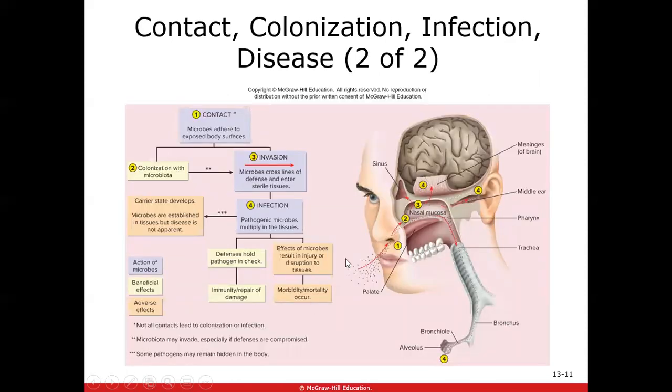And here we talk about how a microorganism can get exposed to and infect the body. So you have contact, then you have colonization. It starts to grow once it gets in. Then invasion: it crosses lines of defense and enters sterile tissues. Then you have infection. That's where the microorganism multiplies in the tissue. So you can either have a carrier state where you don't have any signs or symptoms of disease, it's not apparent, but you're still infected, which means that you can actually spread to others.